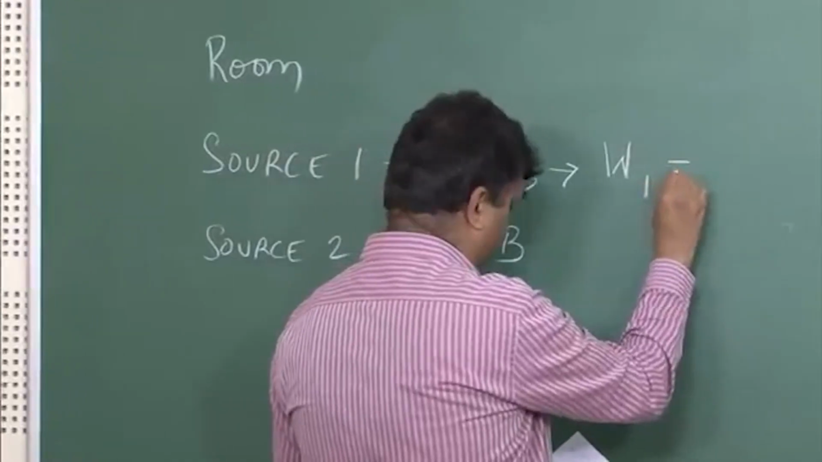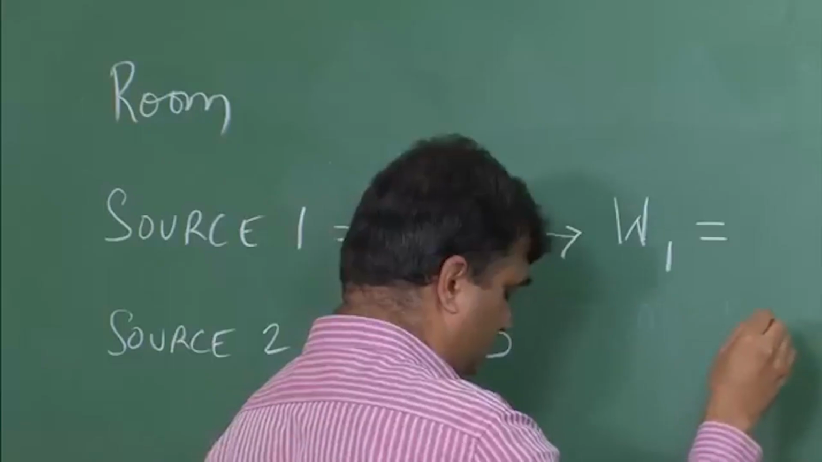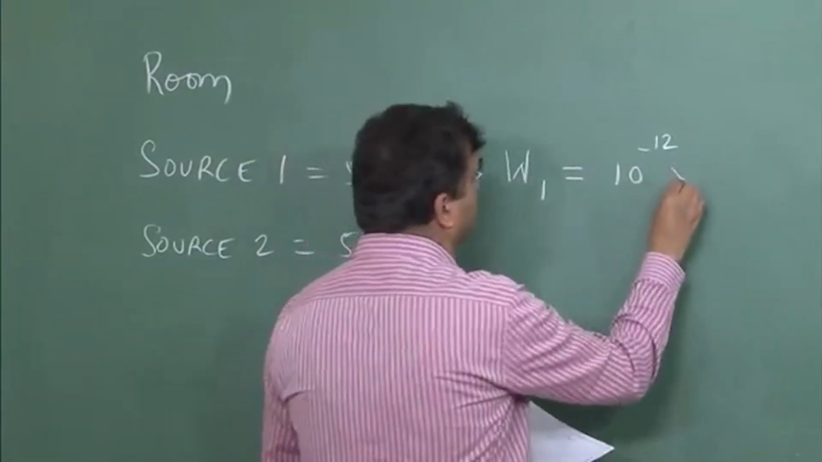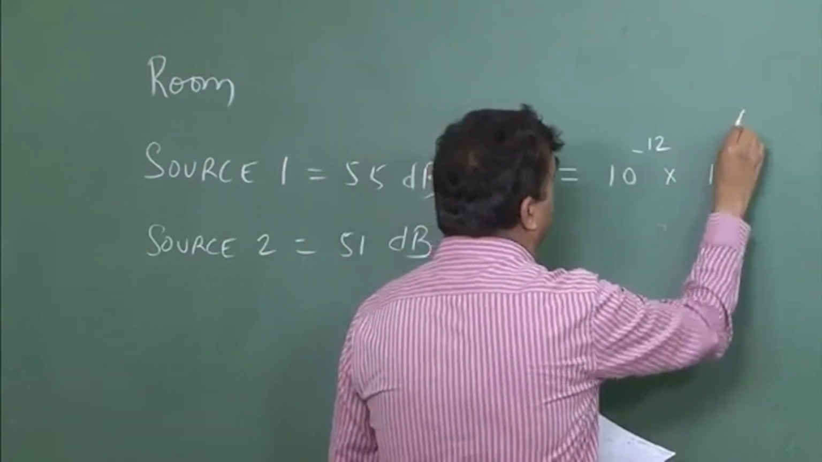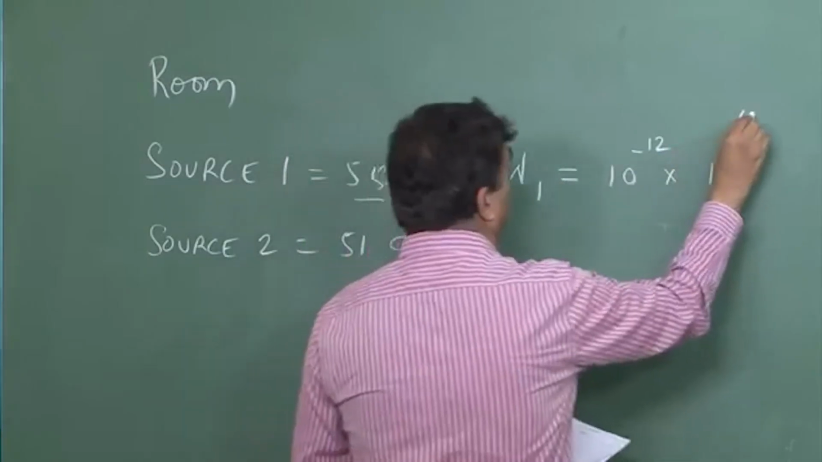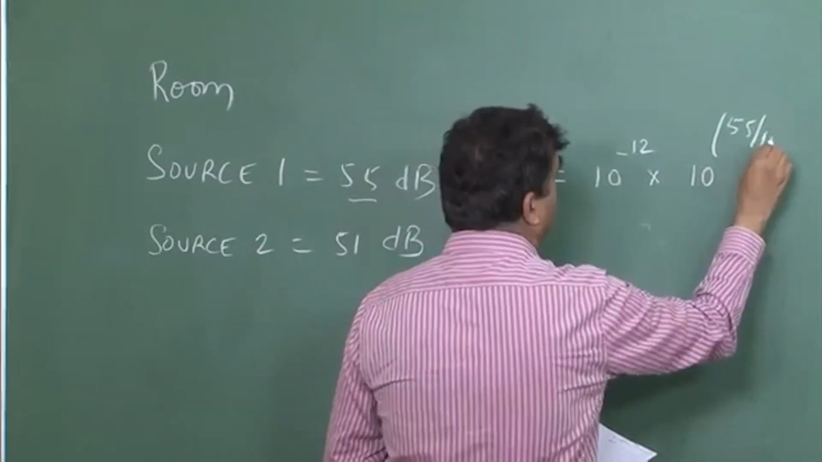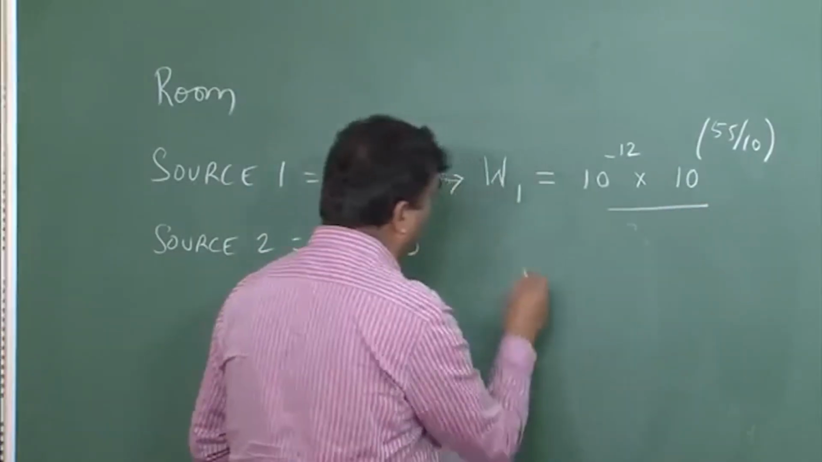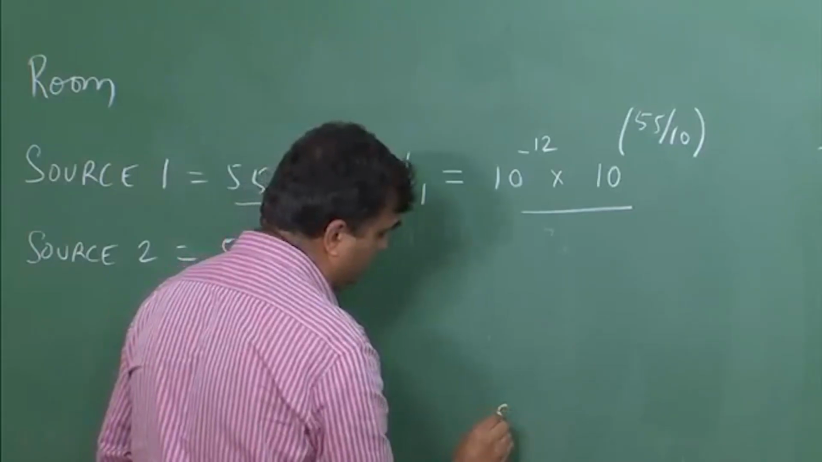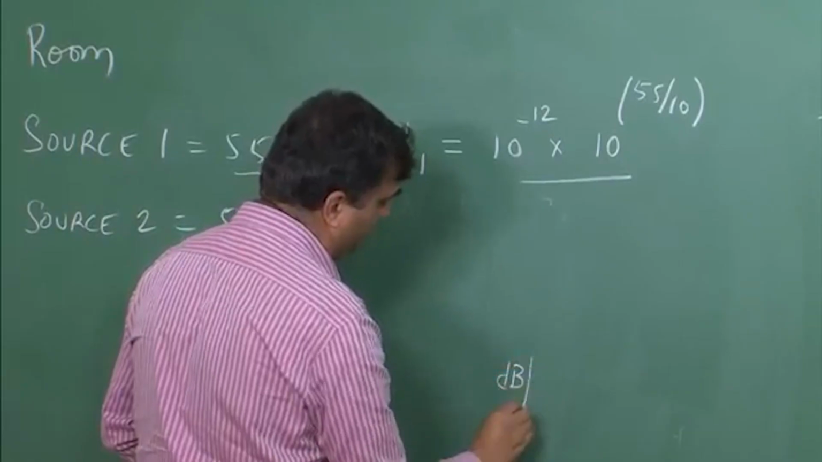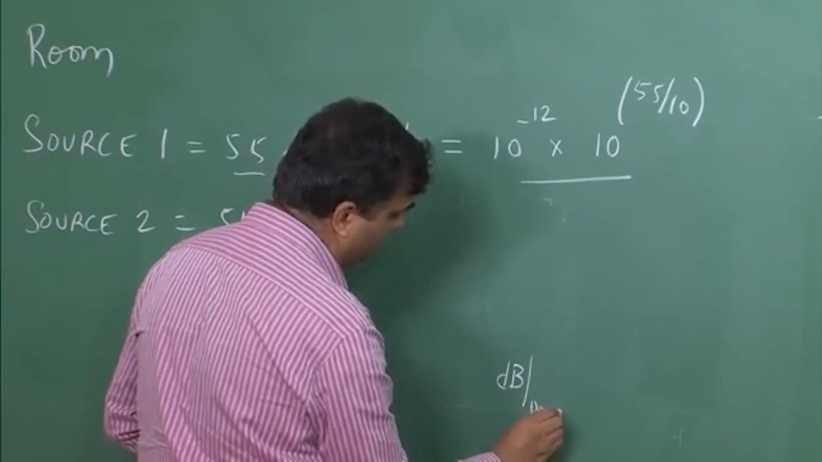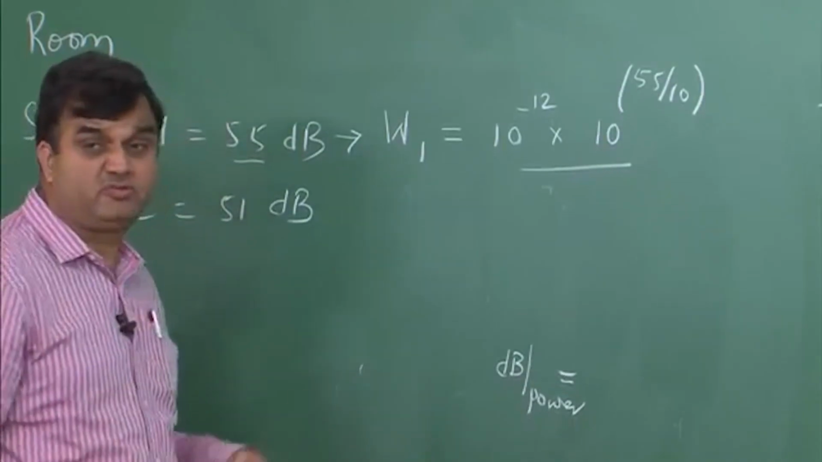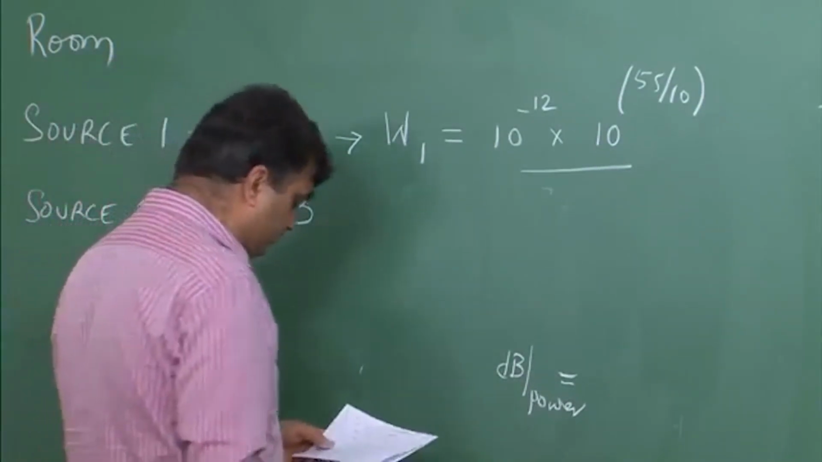So W1 is equal to 10 to the power of minus 12 times 10 to the power of 55 over 10. How did I get this? I got this because I know the dB relation for power. This method is for power, but if you have pressure, you can do it in the same way.